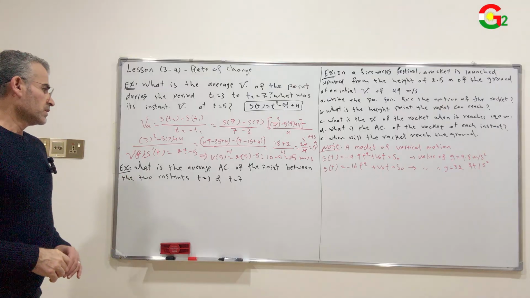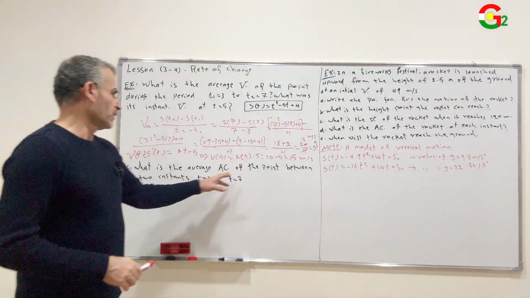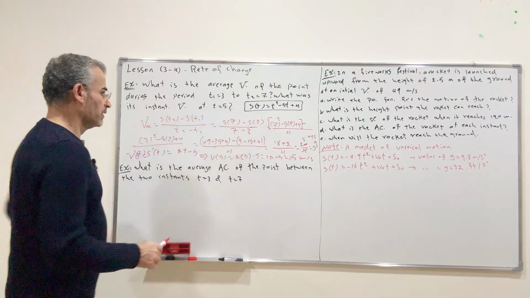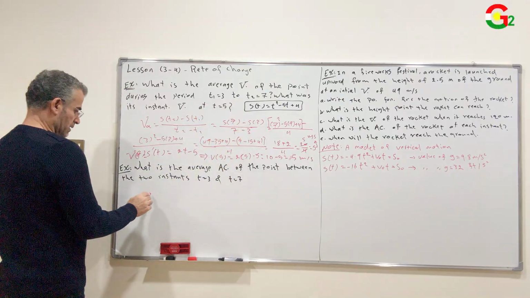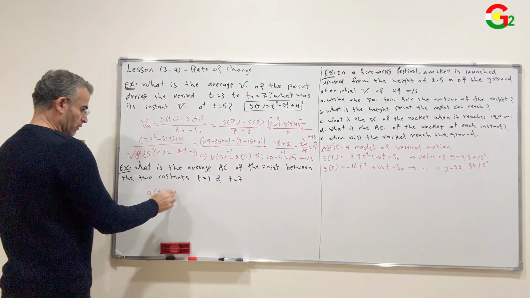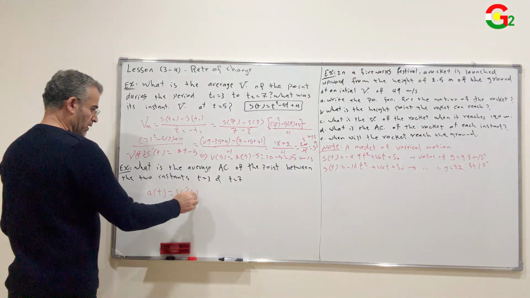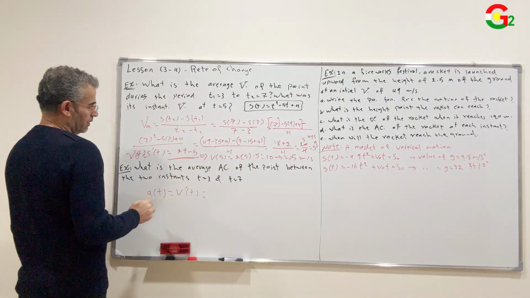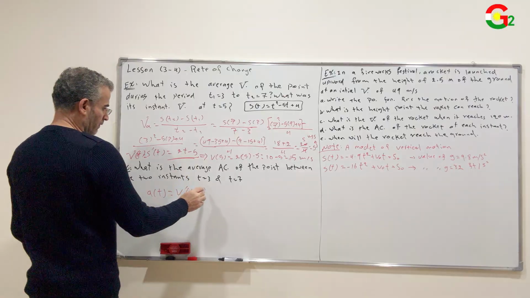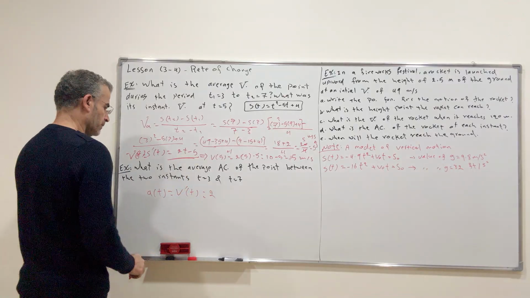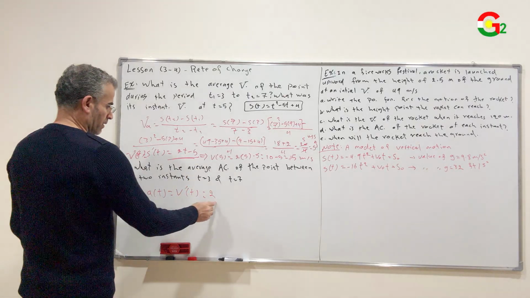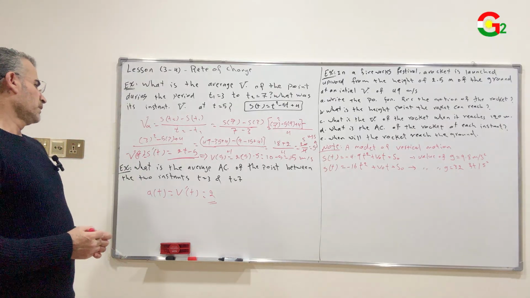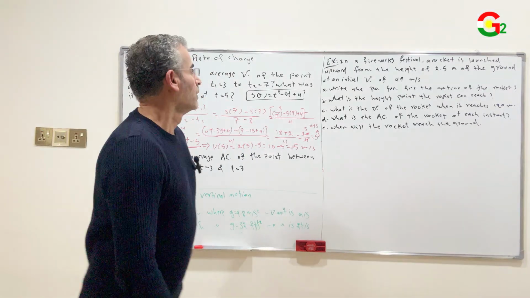What is the average acceleration of the point between t equals 3 and t equals 7? The acceleration function equals v prime of t, where this is the function or equation of velocity, equals 2. It is the average acceleration of the point.